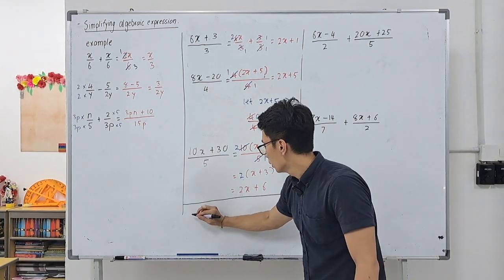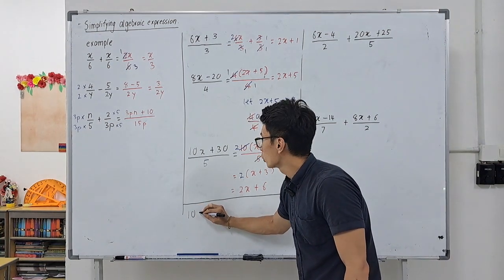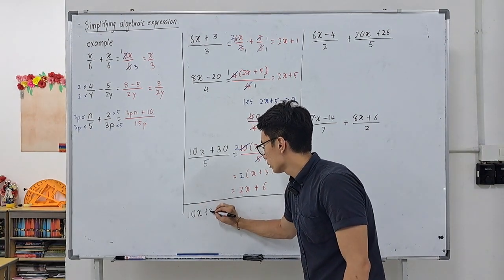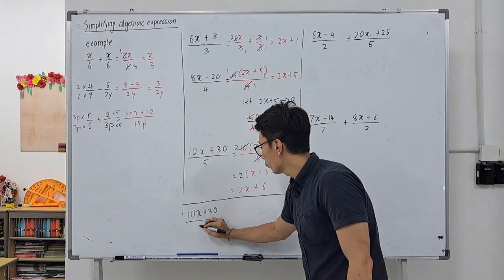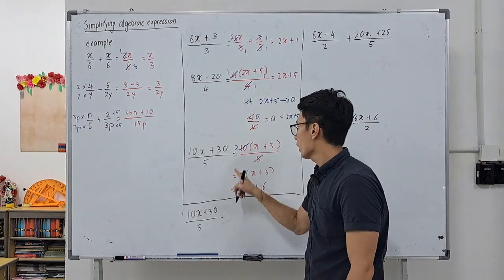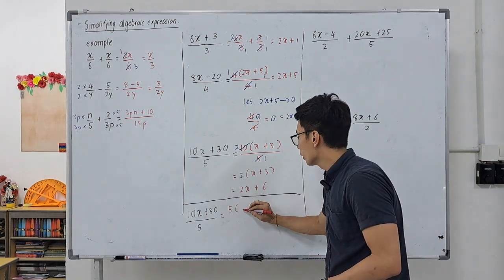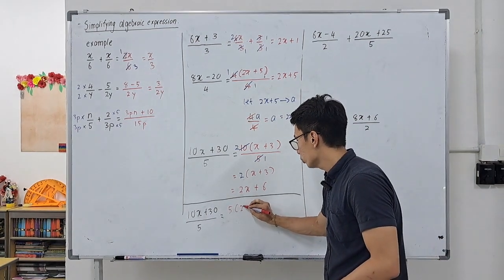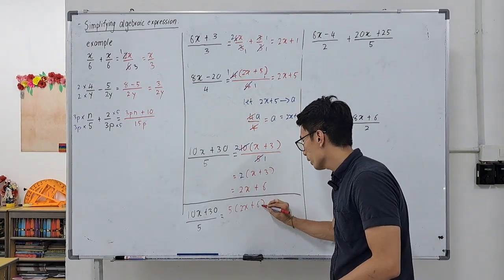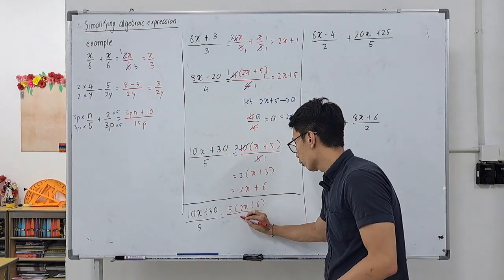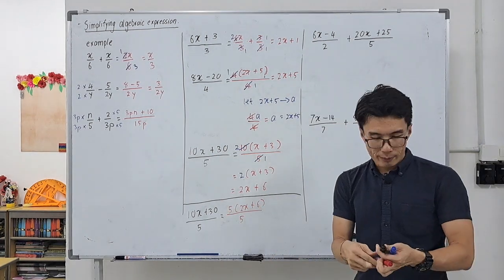More efficiently. So let's see over here. So I have 10x plus 30 over 5. So instead of taking out 10 like I do here, I take out 5. Now why do I do that? If I take out 5, I should have 2x plus 6 in the bracket, and I will have 5 over here. Now why is taking out 5 a better option?